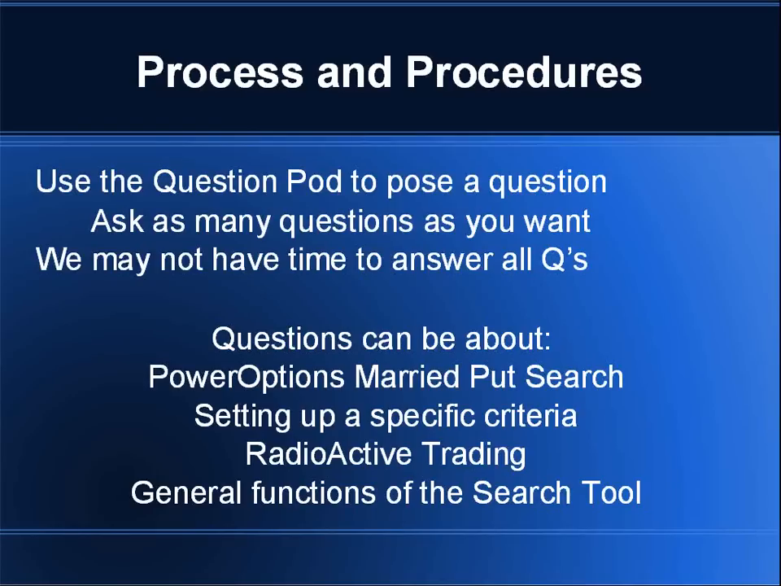The questions can be about, of course, the Power Options Married Put Search Tool, setting up a specific criterion or a criteria set. That's grammatically incorrect. It should be specific criterion or a criteria set. The radioactive trading, of course, and the general functions of the search tool. This is just a follow-up from last week's presentation on using the Power Options search tool for the radioactive trades.